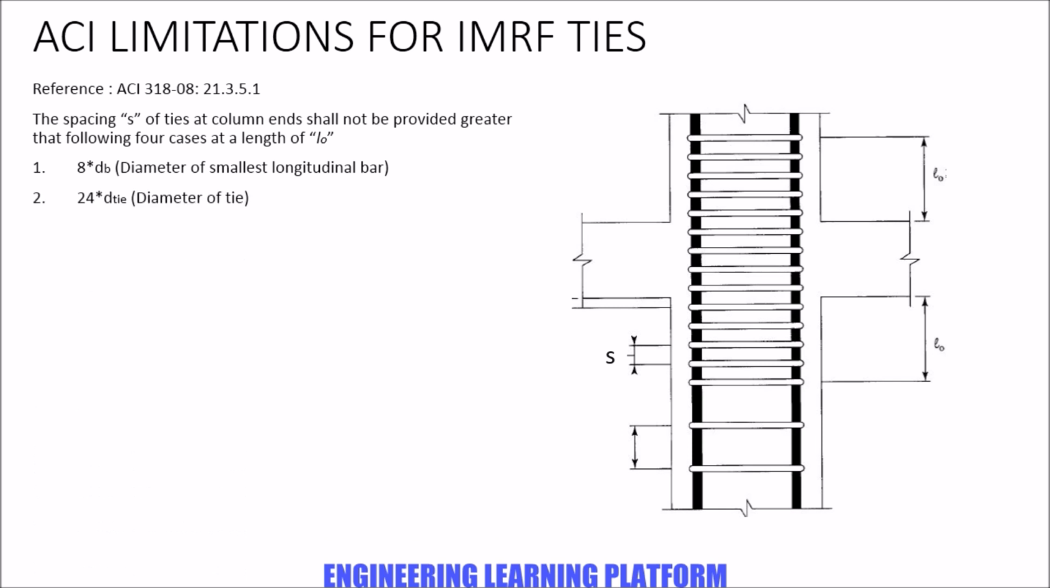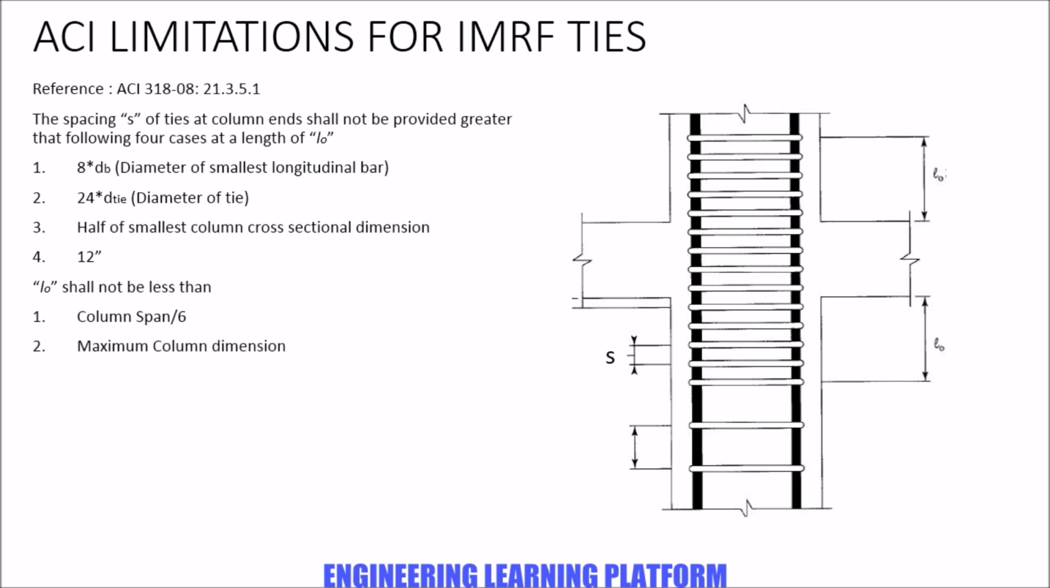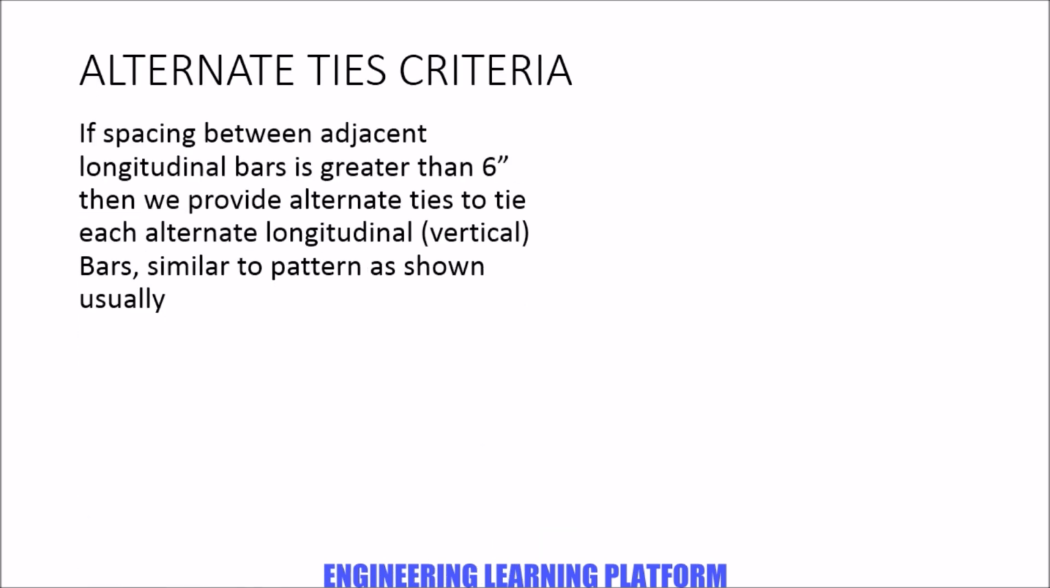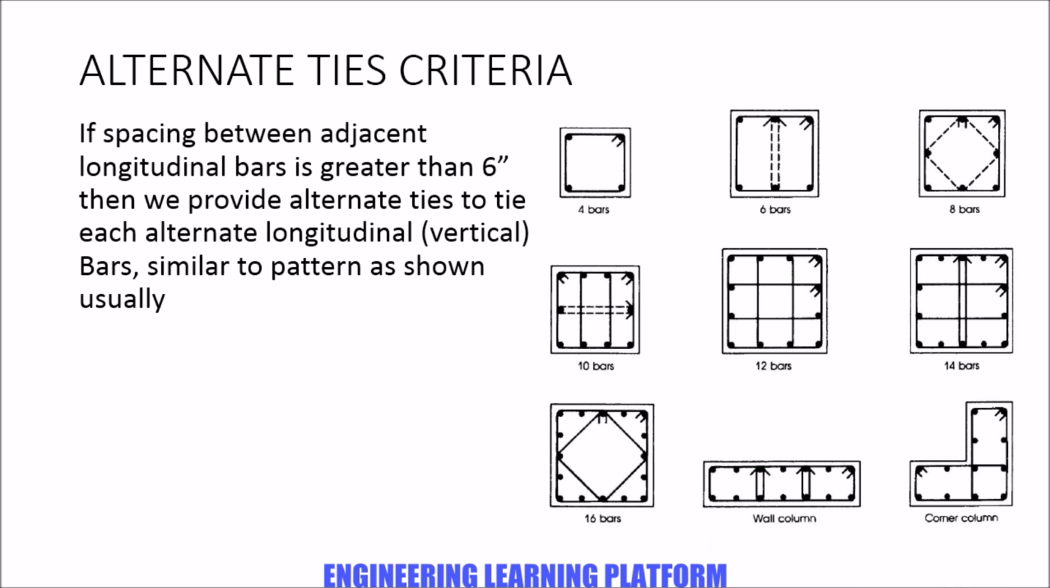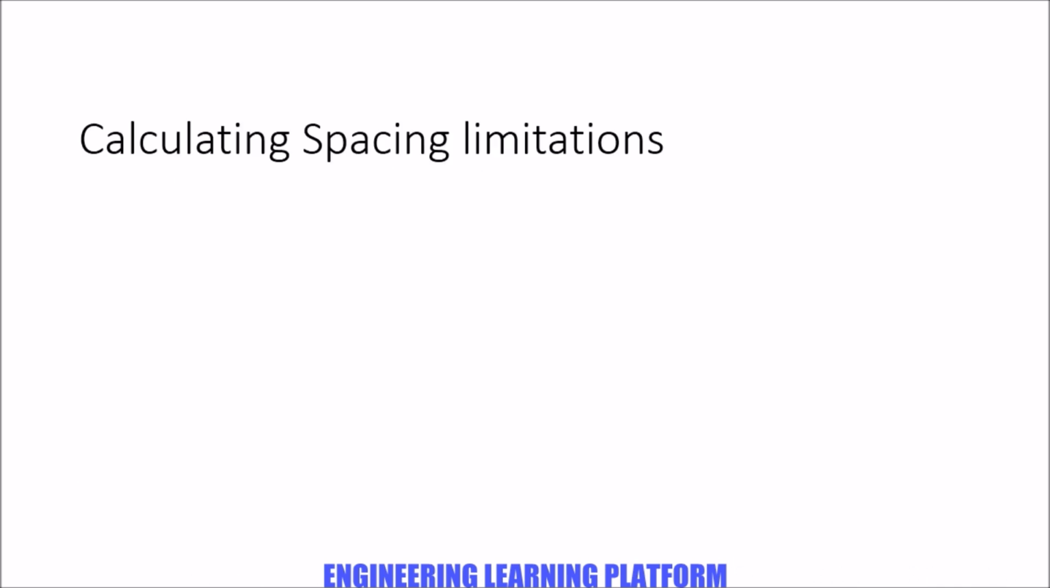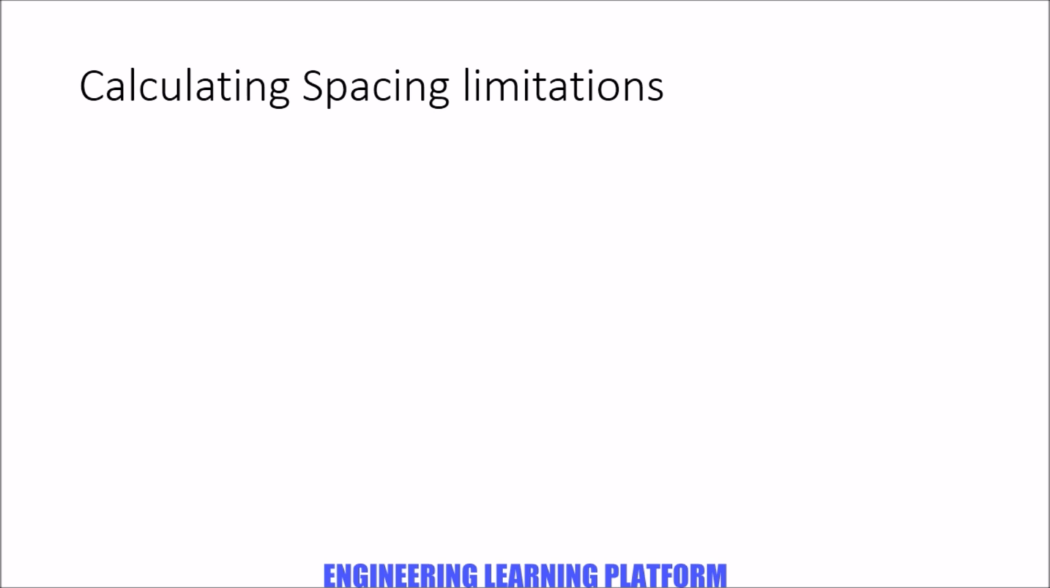8 times the diameter of the bar, 24 times the diameter of the ties, half of the smallest cross section, and 12 inches. These are the minimum spacing criteria for IMRF ties, intermediate moment resisting frame, over the distance L0, whose definitions are shown. If the spacing between adjacent longitudinal bars is greater than 6 inch, then we provide alternate ties, which is not in our case, so we will skip that part.